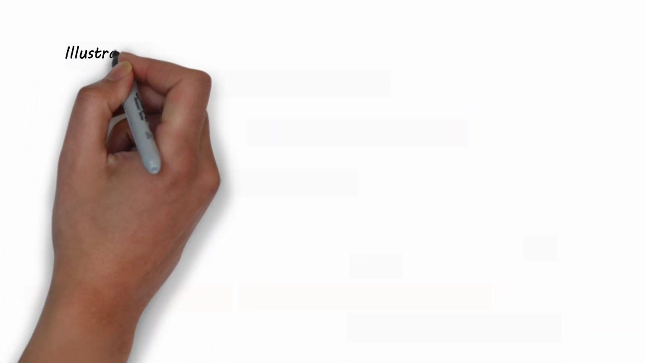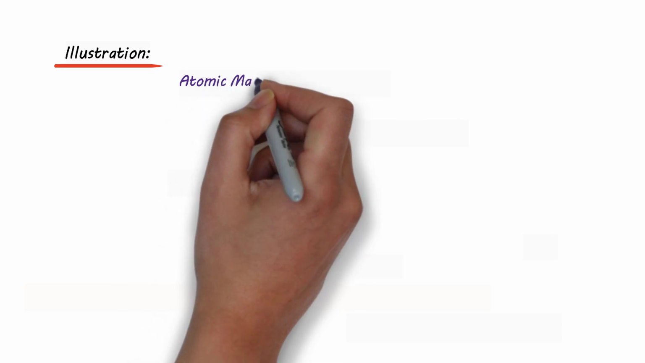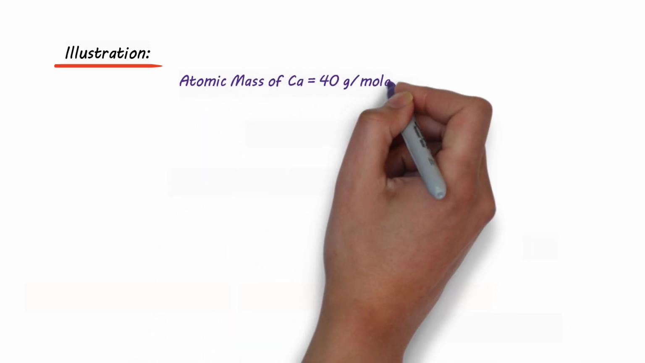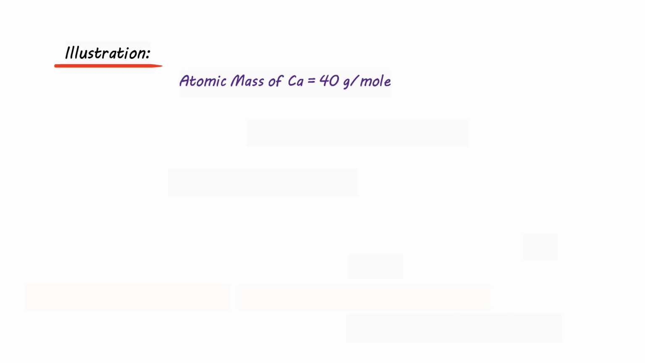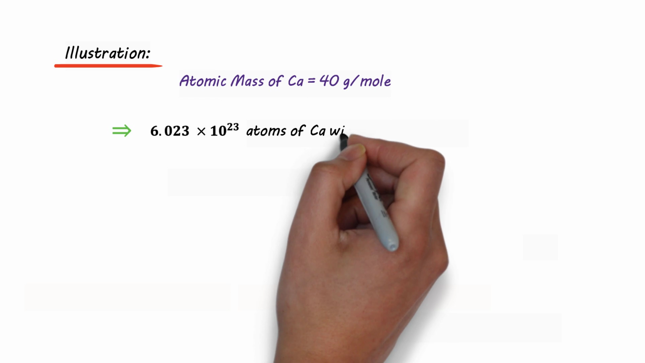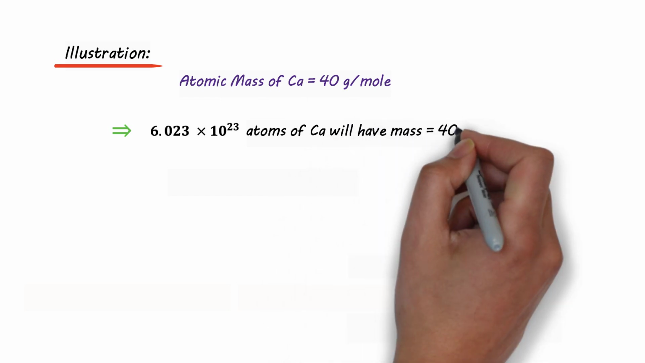Now let's have an illustration. Atomic mass of calcium is equal to 40 grams per mole. So I have expressed the atomic mass of calcium in the units of grams per mole, which clearly indicates that it is the mass of Avogadro's number of atoms. So I can write 6.023 into 10 raised power 23 atoms of calcium will have mass equal to 40 grams.